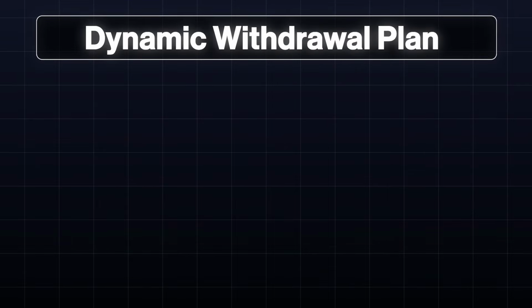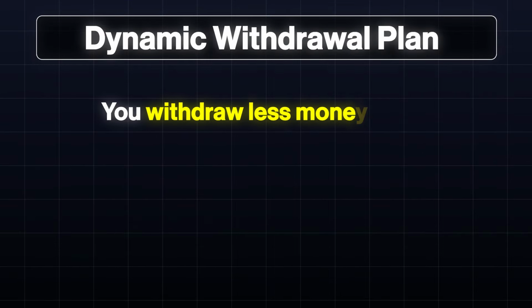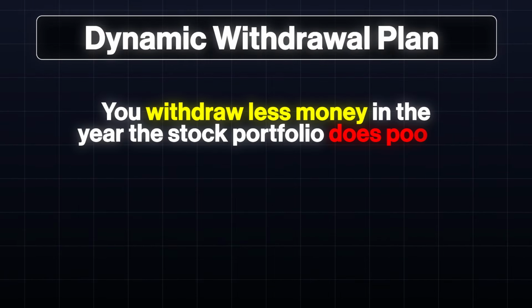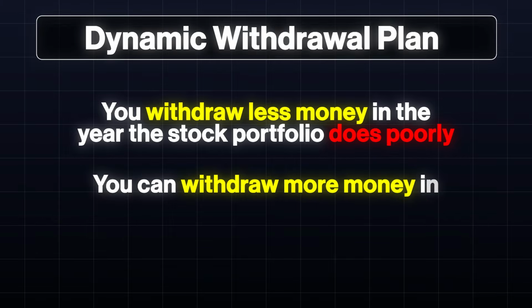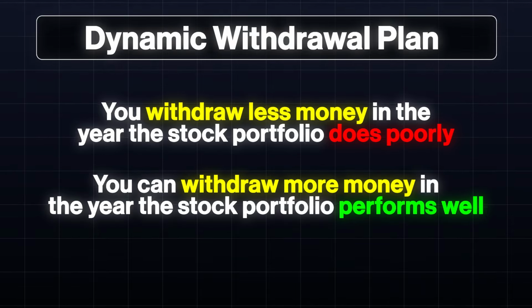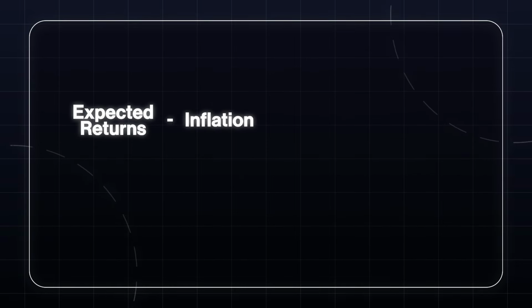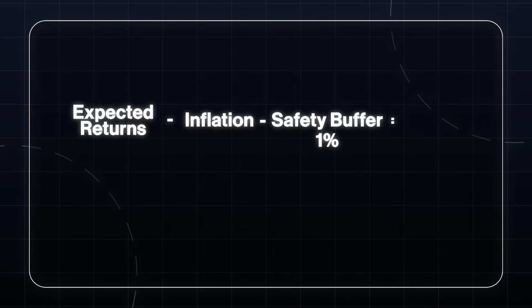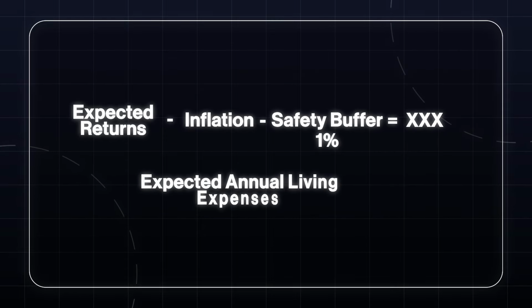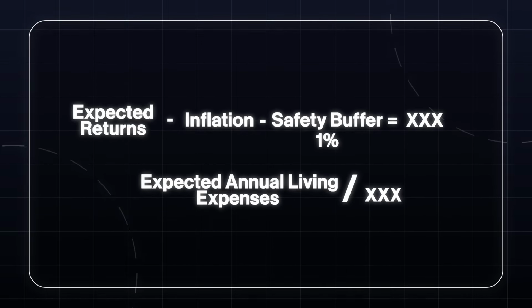Volatility in stocks is the reason you have to include fixed income investments such as bonds or savings accounts in your asset allocation. One of the unique approaches to withdrawal is a dynamic withdrawal plan, which simply means you withdraw less money in the year the stock portfolio does poorly, whereas you can choose to withdraw more in the year where the stock portfolio performs well. So to summarize, the way to calculate the amount to achieve financial independence is very simple. Subtract inflation from the expected returns of your portfolio. Subtract 1% as a safety buffer. Then divide your expected annual living expenses by that number.